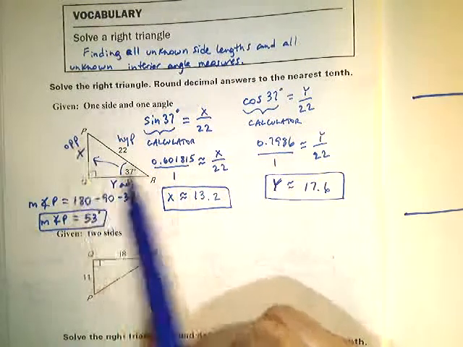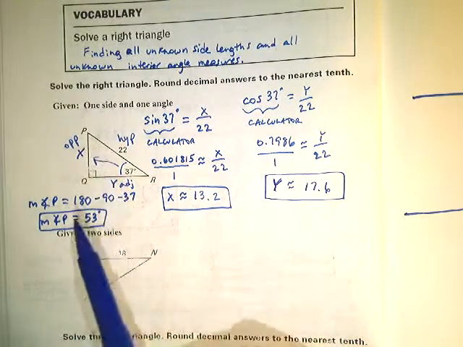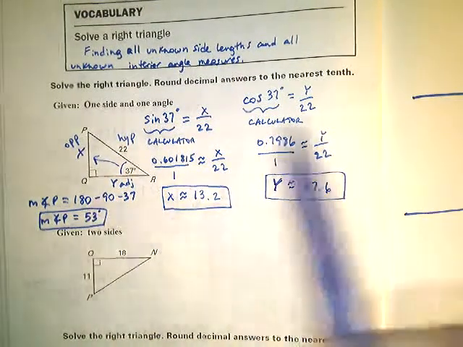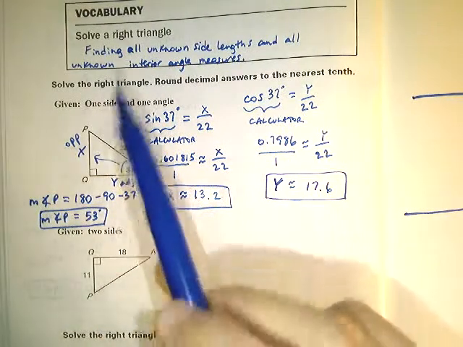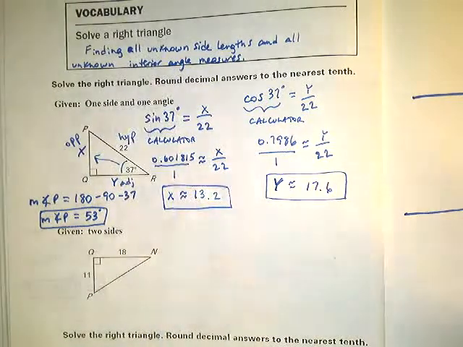So now I found the 2 unknown sides and the 1 unknown angle. Once you found all the parts that were missing, any missing angles and any missing sides, then you have solved the right triangle. So I know I'm done.